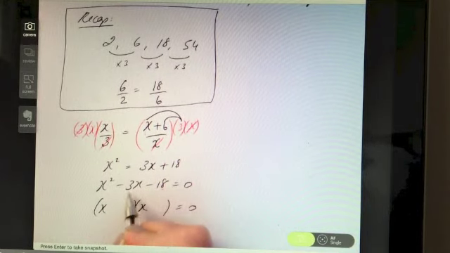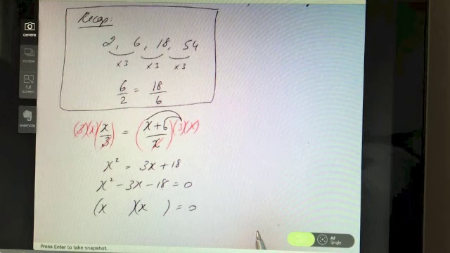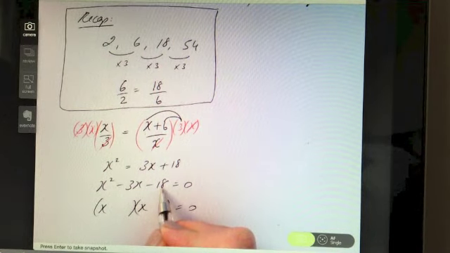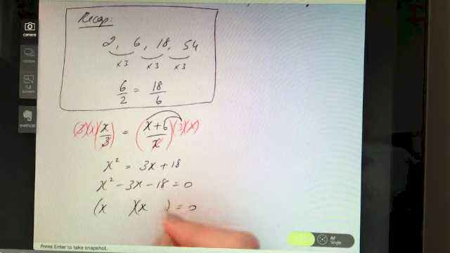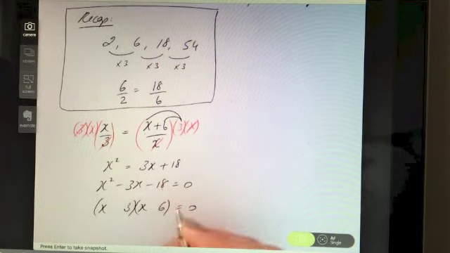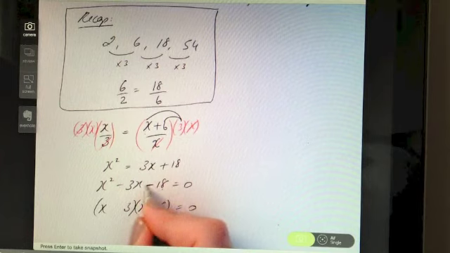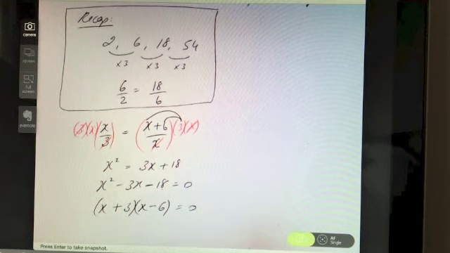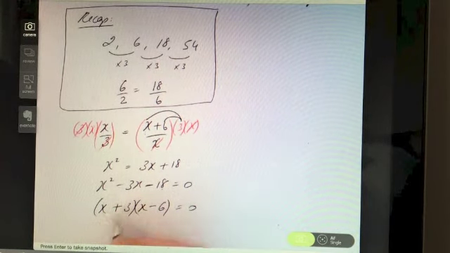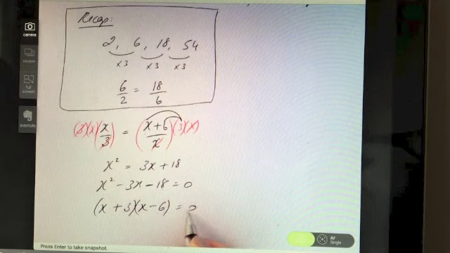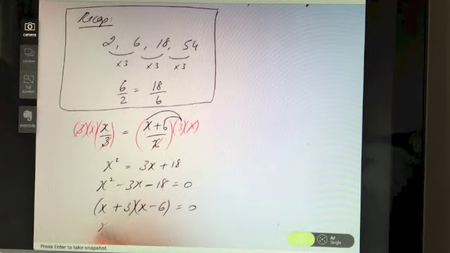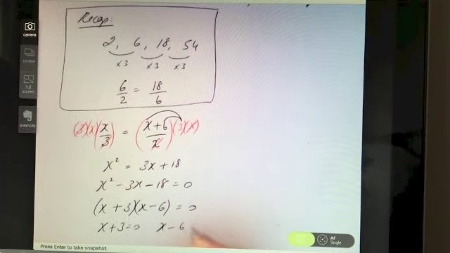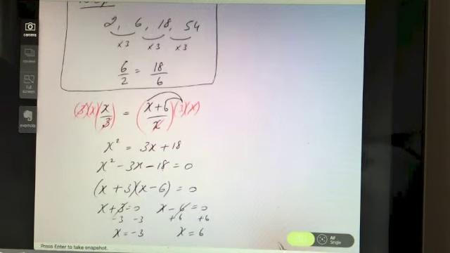Factors of minus 18 that would add together to give me minus 3x. So minus 18, the two factors that would work here would be 6 and 3. Obviously I'm going to have different signs, and if they have to add together to make a minus 3x, it'd have to be minus 6 and a plus 3. So what I end up here with is x plus 3 times x minus 6 equals 0, which implies that either x plus 3 equals 0 or x minus 6 equals 0, which gives me x is equal to minus 3 or x is equal to 6.